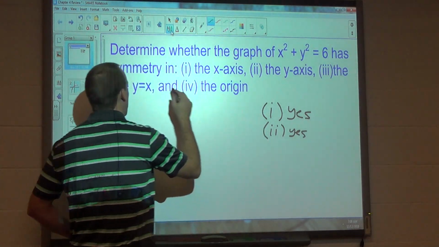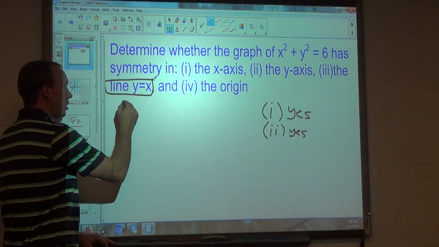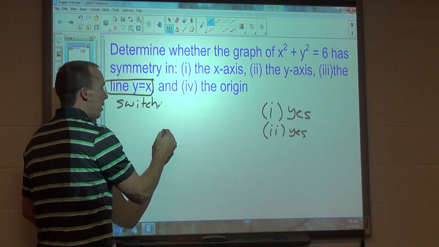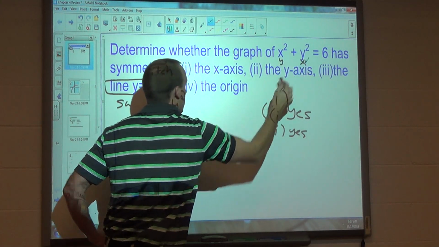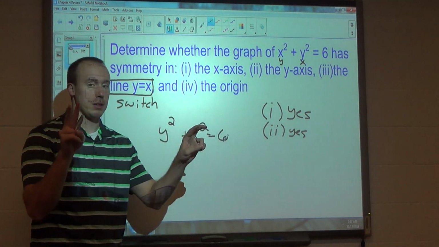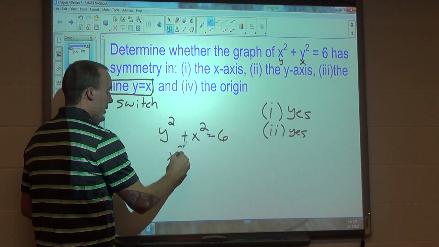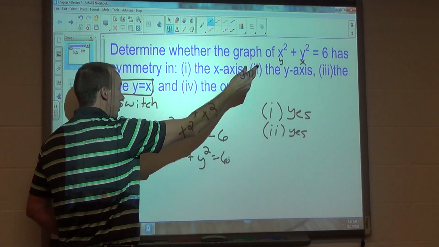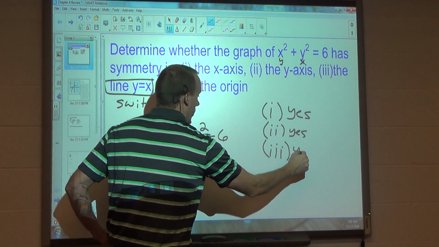Okay, third one here, the line y equals x. What do we do every single time when you do anything with the line y equals x? We switch the x and the y. So on my original problem here, it would then change into y squared. So this is replaced with a y, and this is replaced with an x. Y squared plus x squared equals 6. And since you can add 2 plus 3, and then you can flip the order and go 3 plus 2, I can add these in different orders. So I can just flip-flop by moving these around. And then did that match up to the original again? And it did. So then it's also symmetric over the line y equals x.